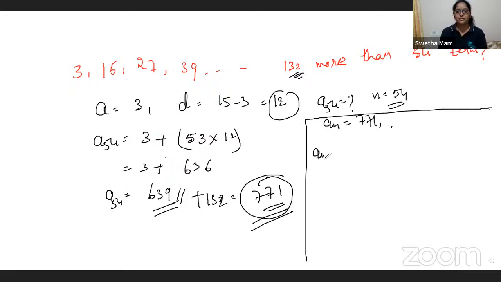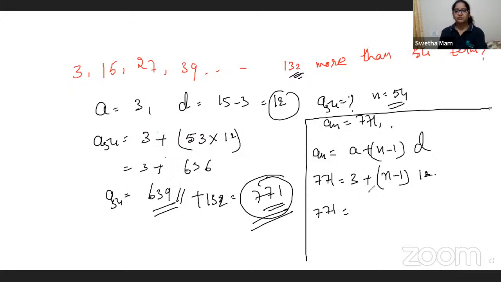Okay. So write the formula. an is equal to a plus n minus 1 into d. an is 771. a is 3. n, we don't know, write as it is. And d, 12. Write the same thing, children. But here we are not substituting n because we are finding it. Don't write 54.